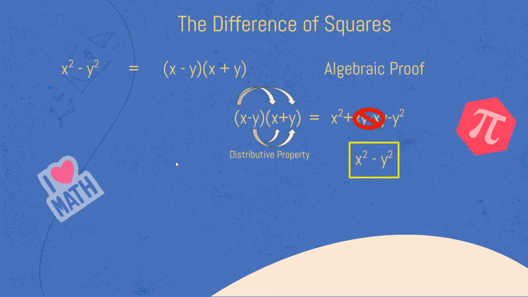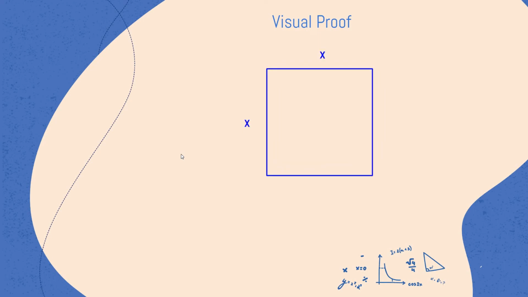Still don't believe me? Well, let me give you a visual proof for those visual learners out there. We've got an x by x square. We've got another y by y square. Please don't mind the inaccuracy. And we know that this length here is x minus y, since the whole blue length is x and this orange length is y. And this length here is also x minus y.